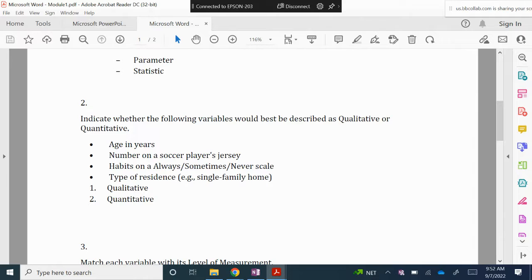Okay, so for the first one, age in years: quantitative, right? Because you can put a number to your age. The number on a soccer player's jersey.